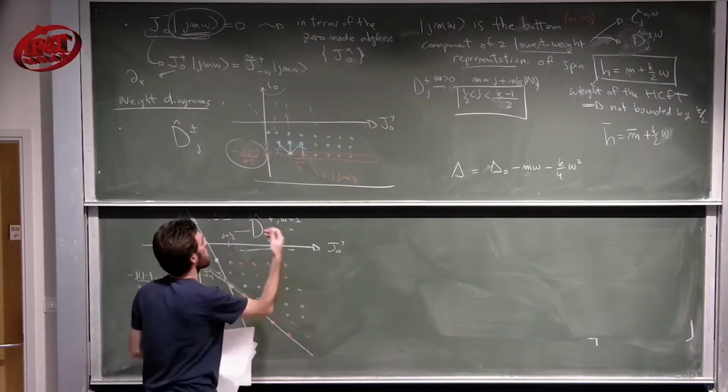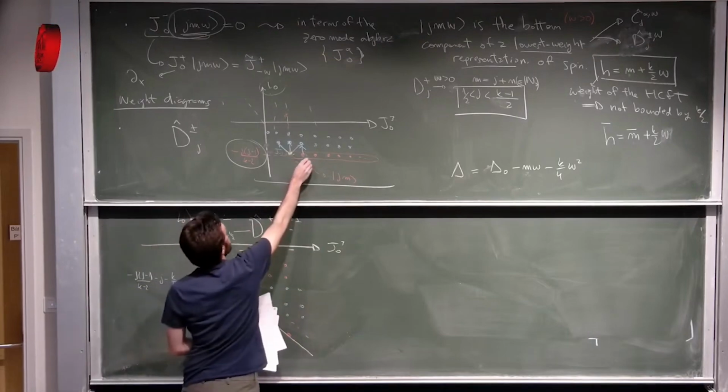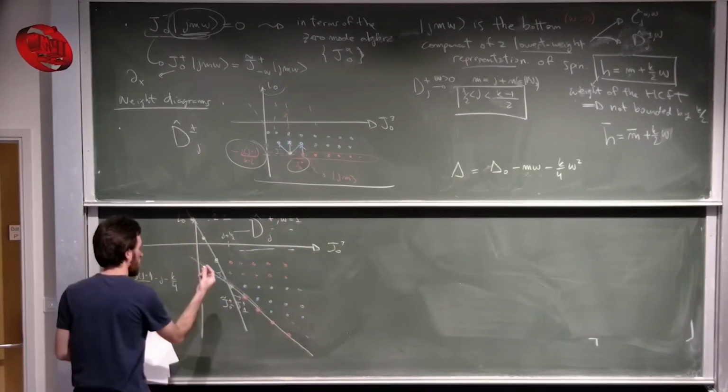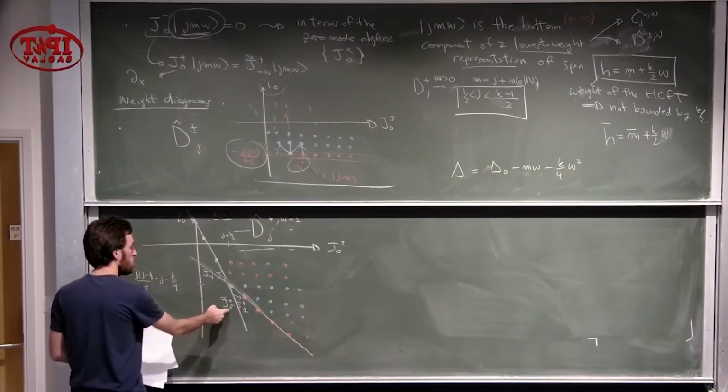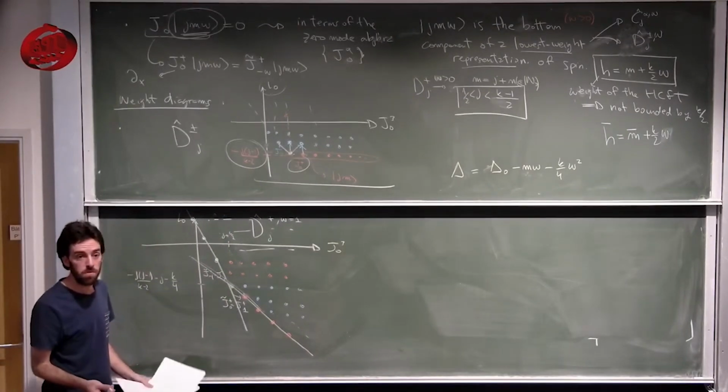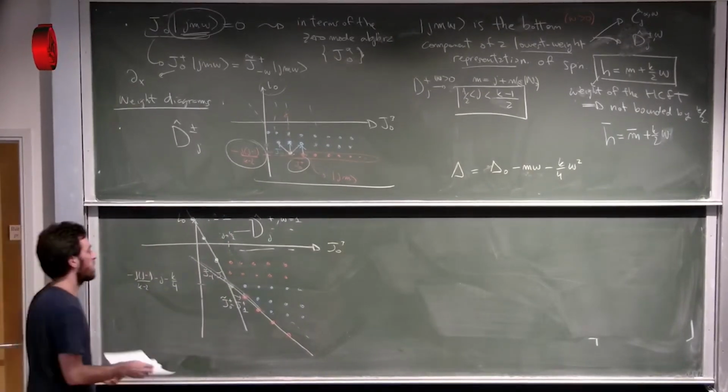Because now, again, what was J0 plus, which is now J tilde plus 0, doesn't commute with L0 anymore. Right? So this is what it does.